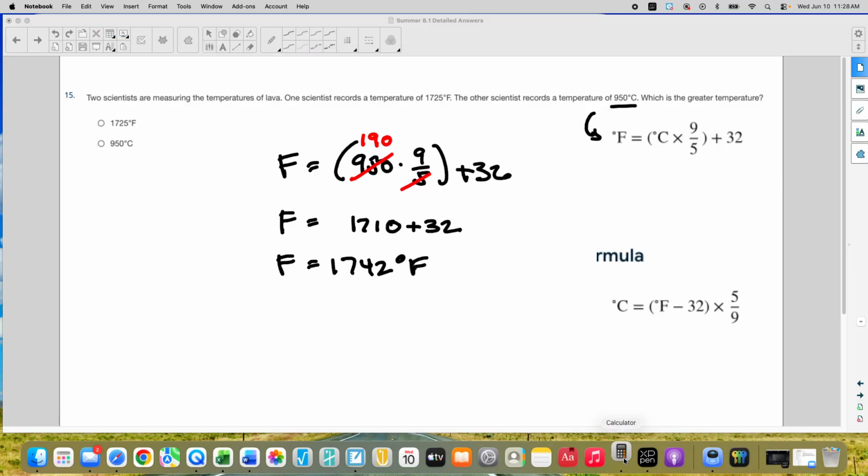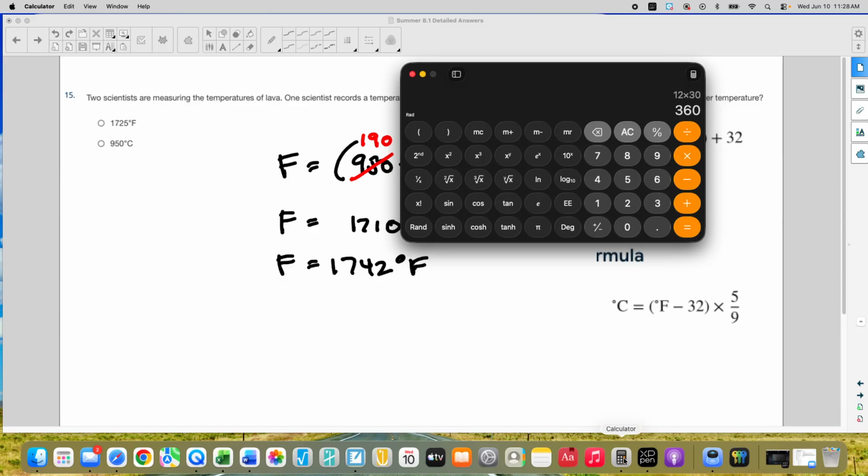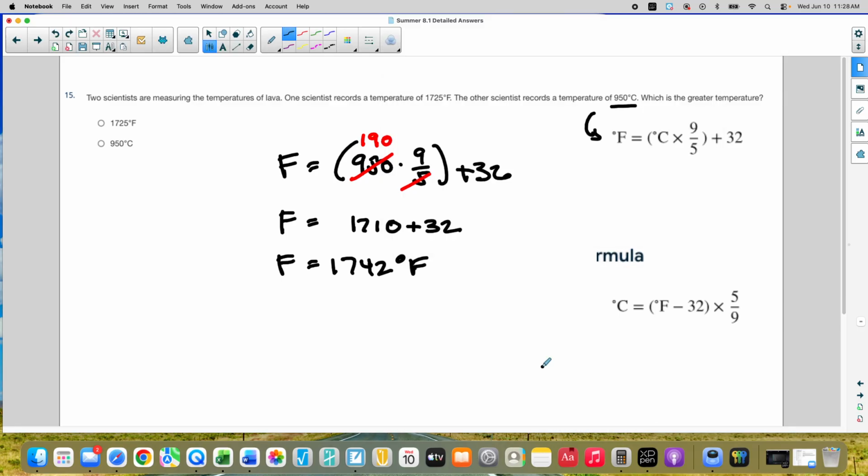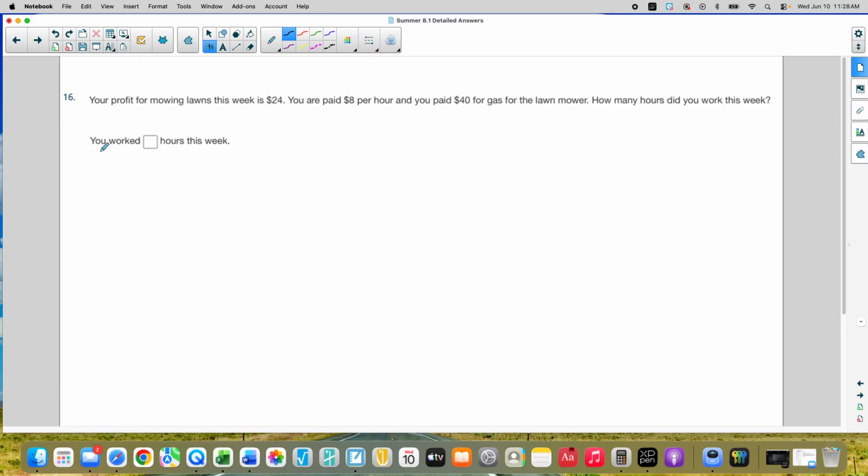I'm going to check my math first. I did the calculations and then I'm going to check. So we got 950 divided by 5 gives us 190. We're going to multiply that by 9, which gives us 1710. So I'm good. And when we compare it, 1742 to 1725, 1742 is more. So my answer is going to be 950 degrees Celsius is the greater temperature. Good. Could have gone the other way if you wanted.